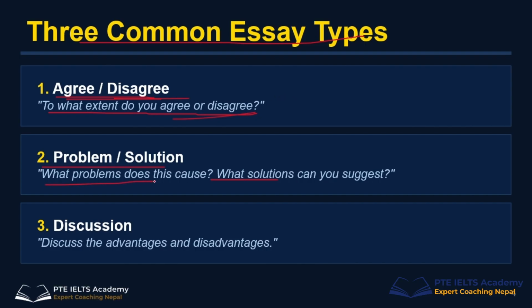Type 2, problem solution. The prompt will ask, what problems does this cause? What solutions can you suggest? Here, you need to identify specific problems and propose practical solutions. Make sure you do both. Do not just write about problems without giving solutions. Type 3, discussion. The prompt says, discuss the advantages and disadvantages. Here you need to present both sides fairly. 1 body paragraph for advantages, 1 for disadvantages, and a balanced conclusion.